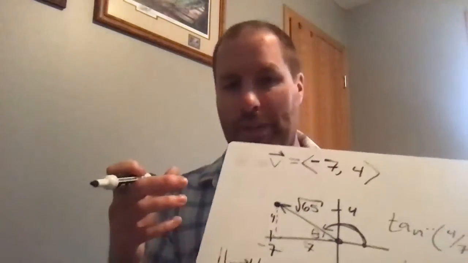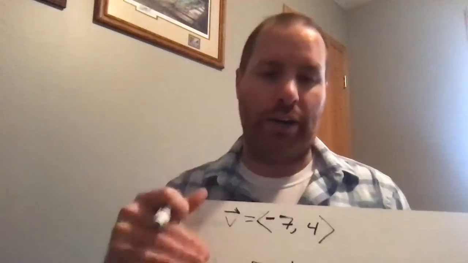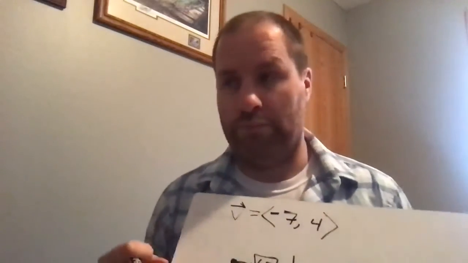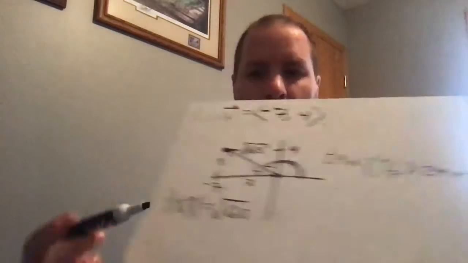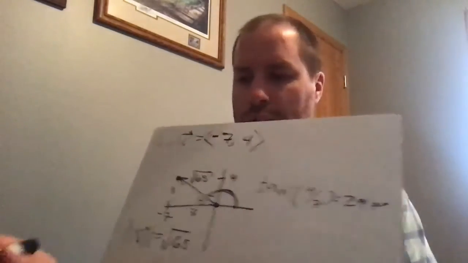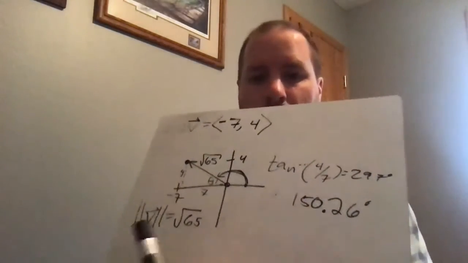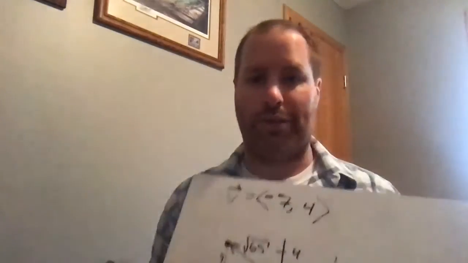So that's the direction of that vector, right? So we have magnitude, which we found here. We have direction, which I guess I didn't write down, but that would be 150.26 degrees because we would move that around. That's the actual direction. Magnitude, direction, and that's the basics of finding a vector.